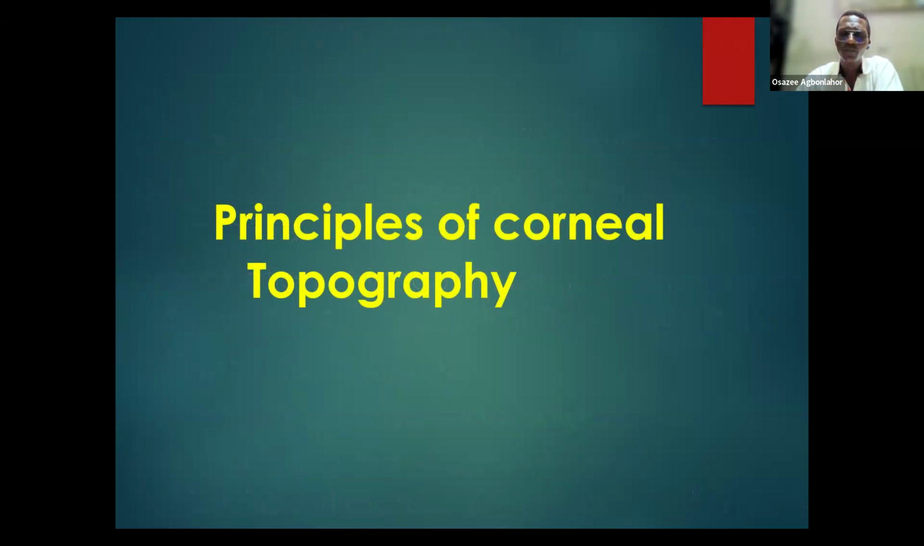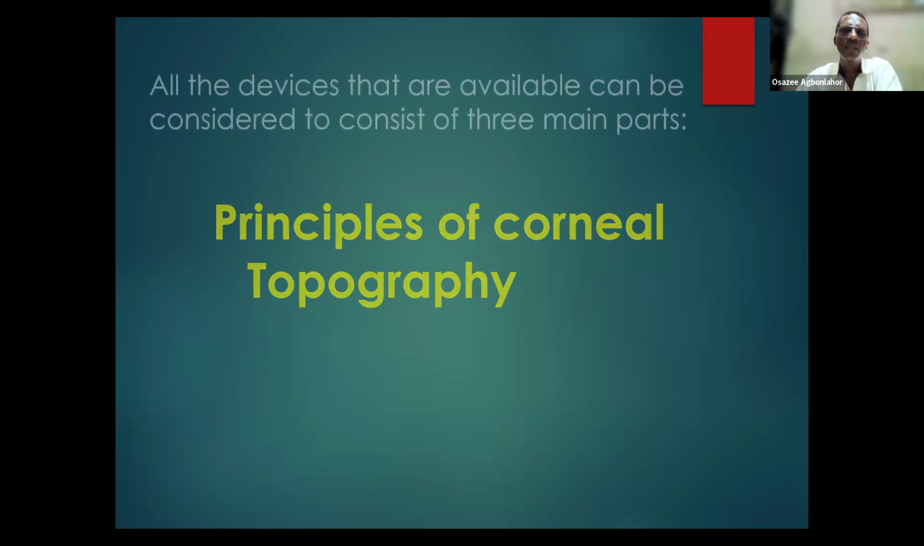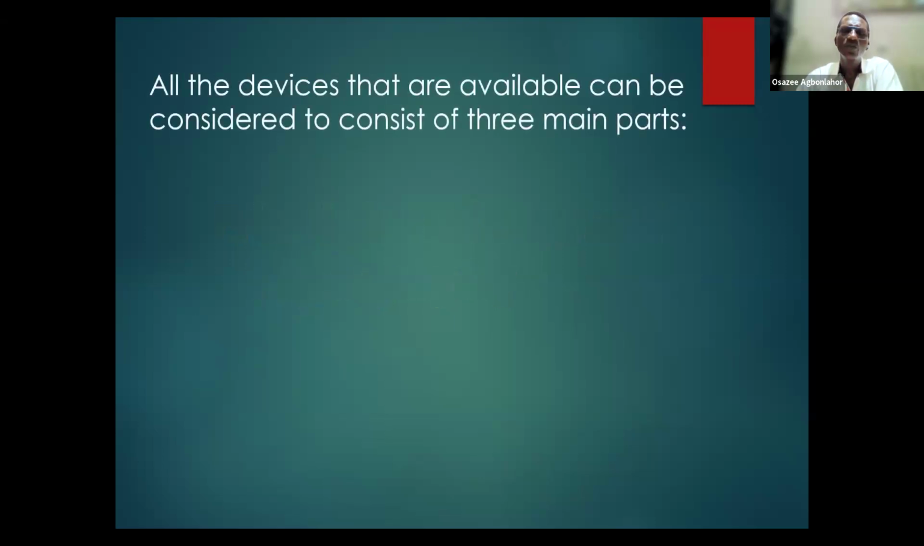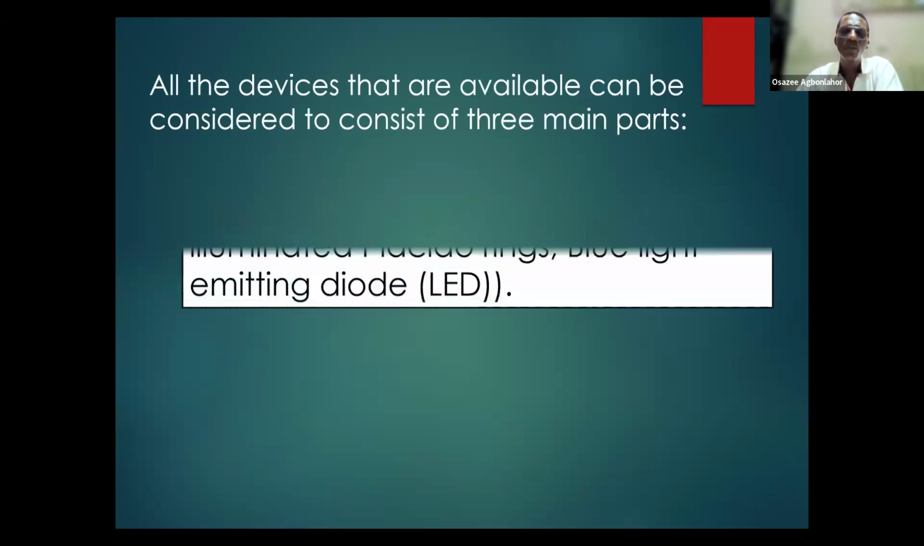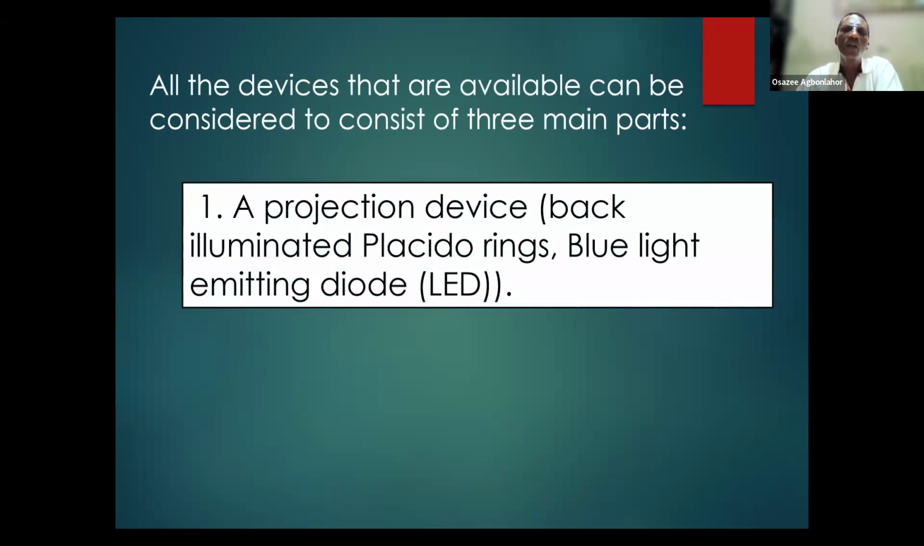refractive procedures. What is the principle for corneal topography systems? It's divided into two main principles, which we'll discuss later. But before then, let's look at the components of the CTS, the corneal topography system. One part of that system is the projection device. Here you have light, blue light precisely, with some form of Placido rings. We call that a projection device, with these concentric circles.